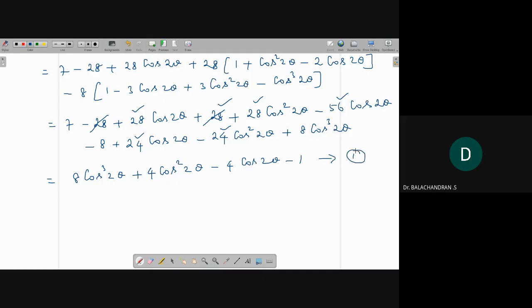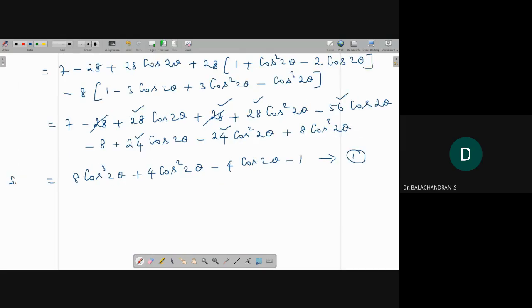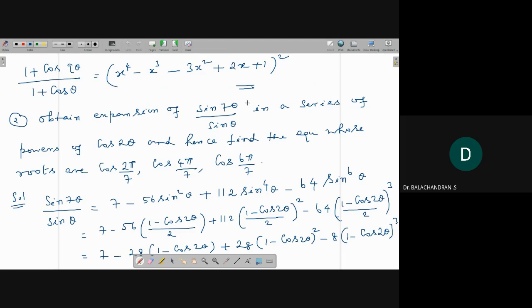So the left hand side is what? The left hand side is 7 sine 7 theta by sine theta. So the first part of the question is over. What is the first part? You need to write the expansion of sine 7 theta by sine theta in a series of powers of cos 2 theta. That is over. And hence I need to find the equation whose roots are this.